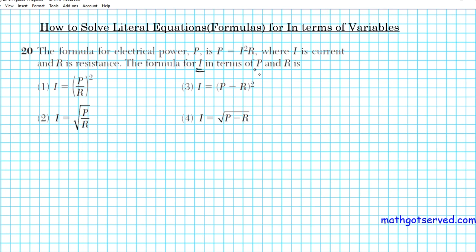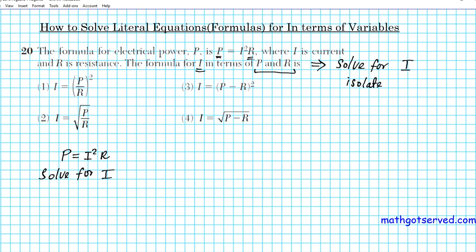Formula for I in terms of P and R. What this statement is telling you to do is simply solve for, or isolate, I. When you have I isolated, you're going to have the other variables, namely R and P, on the other side. That basically means I has been expressed in terms of P and R. So if we get I isolated, we have accomplished the goal of expressing I in terms of P and R. Okay, so we have the equation P equals I squared R. The goal here is to solve for I.